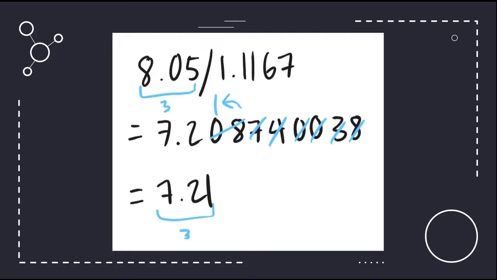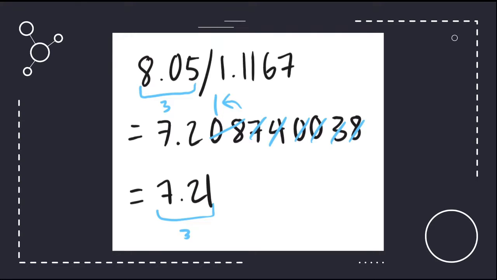This is an example for division. 8.05 divided by 1.1167. We know that 8.05 is the number with the least significant number of digits, which is 3 significant figures. And just regularly dividing would be 7.2087400038. Quite long, right? So when we round to the nearest significant figures, it would be 7.21, which is 3 significant figures too.